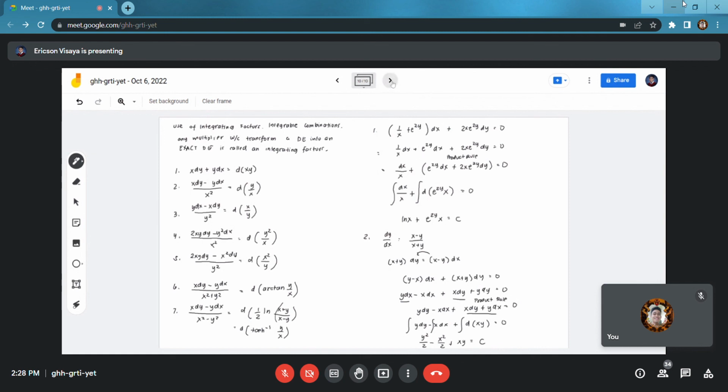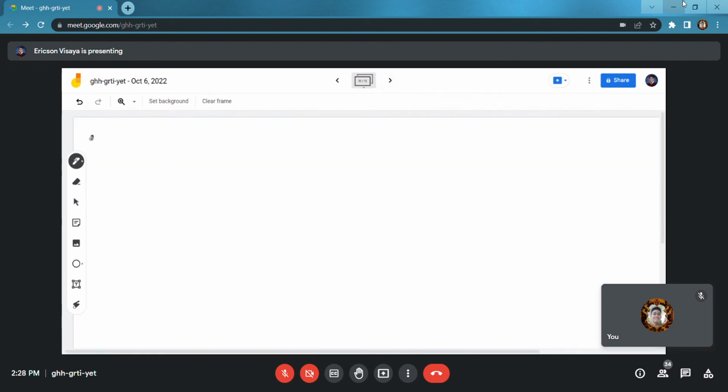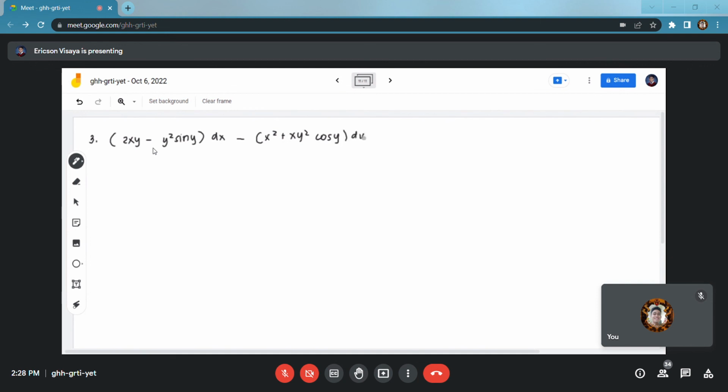Okay? So, another sample. Bigay tayo ng another sample. Number 3. And for example, given tayo dito ng 2xy minus y squared sine y dx minus ang ating x squared plus xy squared cosine y dy. So ito, mapoprove natin ito ay isang exact DE, I think. Tama, itong exact DE. Pero bago tayo mag-solve ng ganun, observe muna natin.